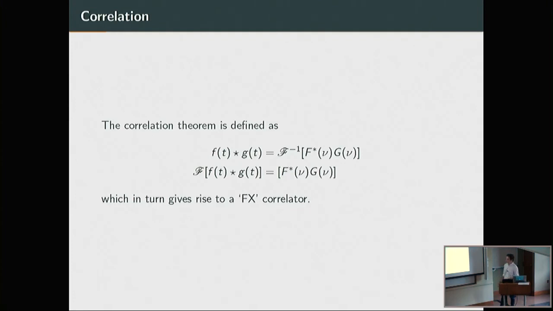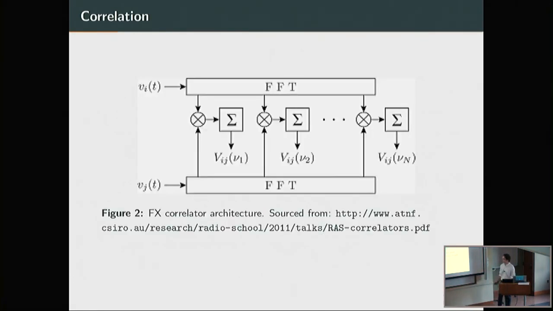The alternative is to follow what is known as the correlation theorem. And if you follow the correlation theorem, you would get a time domain correlation as being the inverse Fourier transform of the Fourier transform conjugated of f of t and g of t multiplied together. If you then just switch the Fourier transform to the other side, you can get a frequency domain based correlation by simply multiplying the two Fourier transforms together. And this is what gives rise to what is known as an FX correlator, which would be implemented as such. You Fourier transform your two signals, you multiply them together and accumulate, and you get your frequency domain based visibilities.